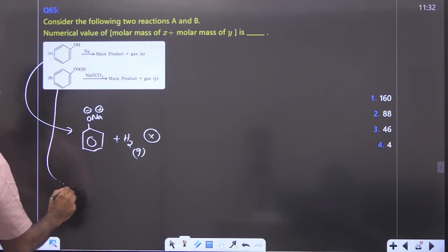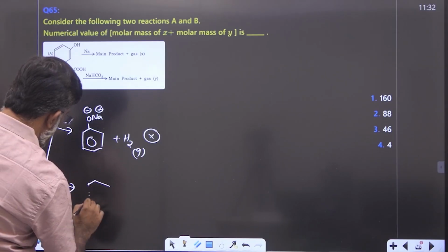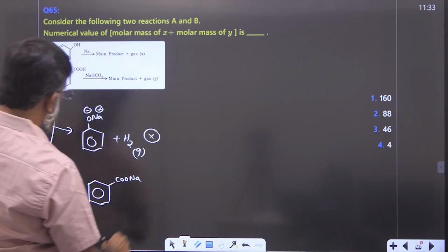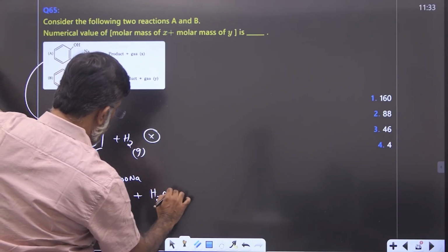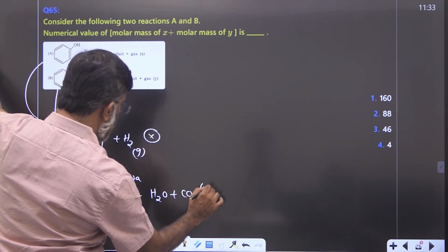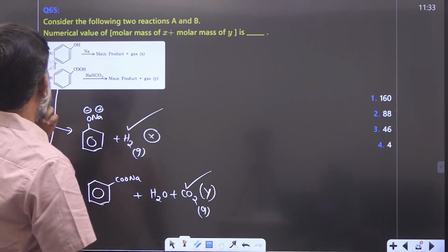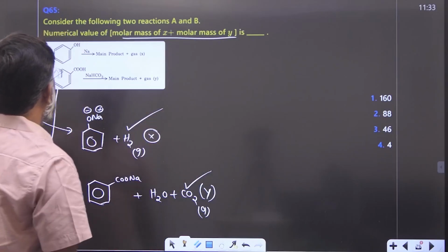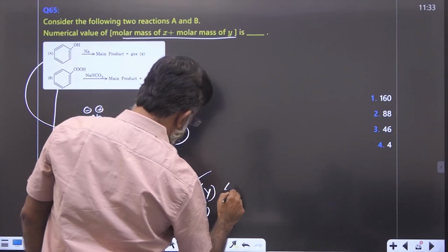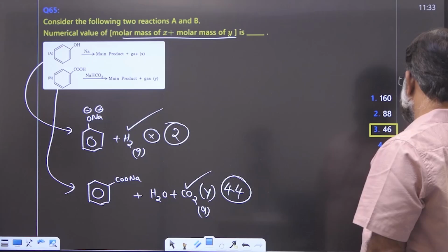Now, what about the second reaction? Carboxylic acid with NaHCO3. You will get sodium carboxylate, COONa, plus H2O plus CO2. This is the gas Y. So gas X is hydrogen, gas Y is carbon dioxide. Sum of molar mass of X and Y: this molar mass is 2, this molar mass is 44, and the answer is 46, the third choice. Correct answer.